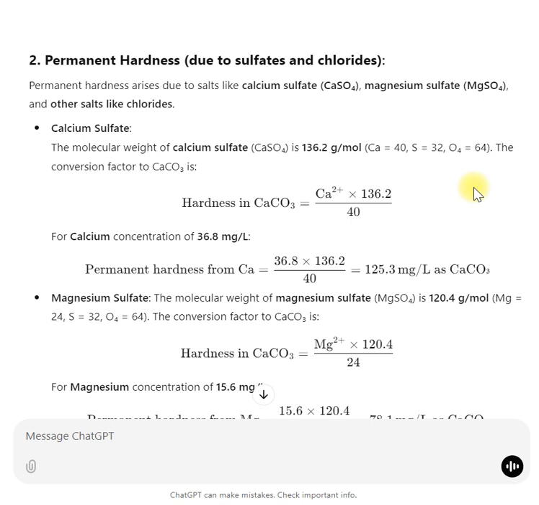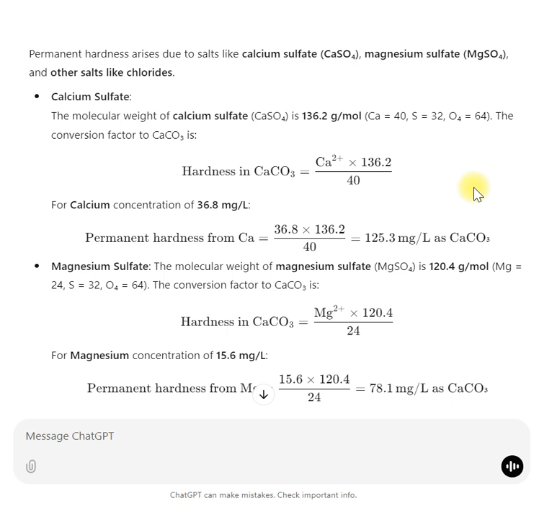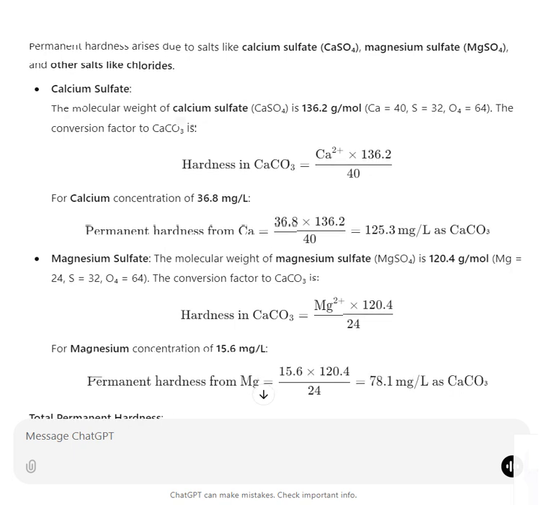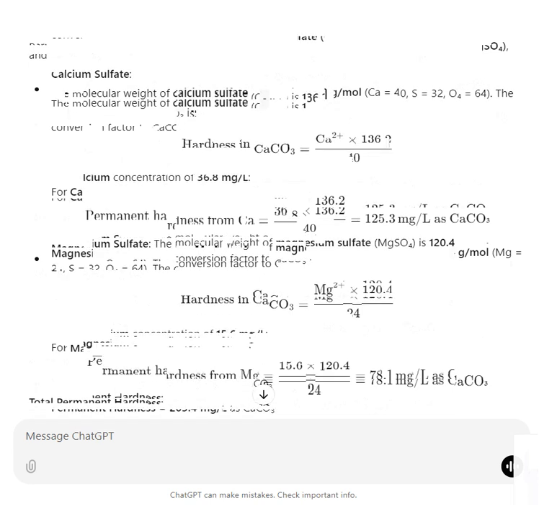Magnesium sulfate. The molecular weight of magnesium sulfate, MgSO4, is 120.4 grams per mole, Mg equals 24, S equals 32, O4 equals 64. The conversion factor to CaCO3 is hardness in CaCO3 equals Mg2+ times 120.4 over 24. For a magnesium concentration of 15.6 milligrams per liter, permanent hardness from Mg equals 15.6 times 120.4 over 24 equals 78.1 mg per liter as CaCO3. Total permanent hardness equals 125.3 plus 78.1 equals 203.4 mg per liter as CaCO3.